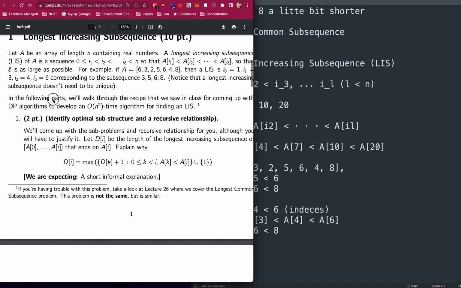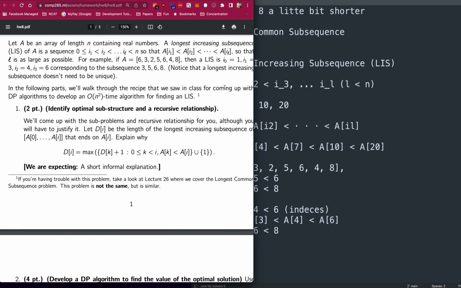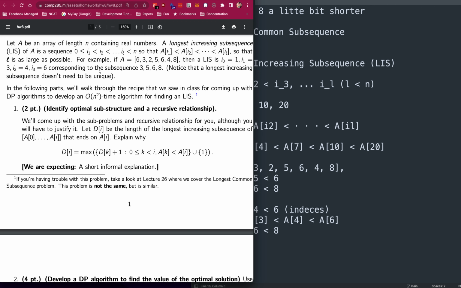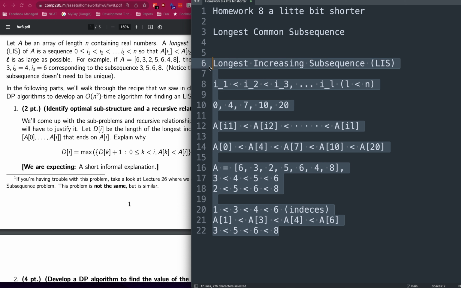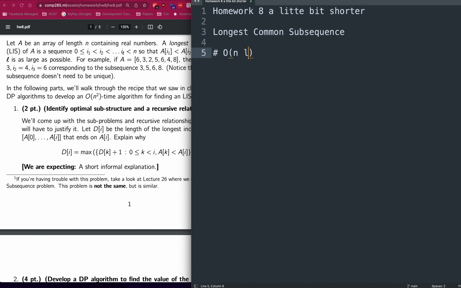So that's the example. And we're going to walk through the recipe that we saw in class, right? If you remember, the recipe has several steps to develop an O of n squared algorithm to find the longest increasing subsequence. And just FYI, there's actually an O of n log n algorithm. Dynamic programming doesn't guarantee you the fastest algorithm. There's actually a divide and conquer algorithm that is n log n. But with dynamic programming, we'll be able to get an n squared one, which is not too terrible. So let's go ahead and get started on that.